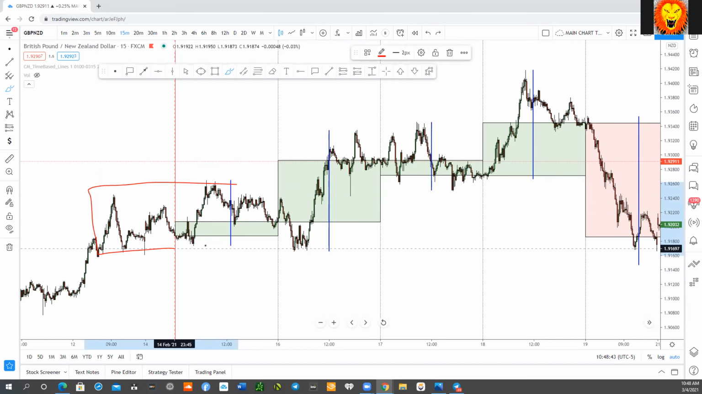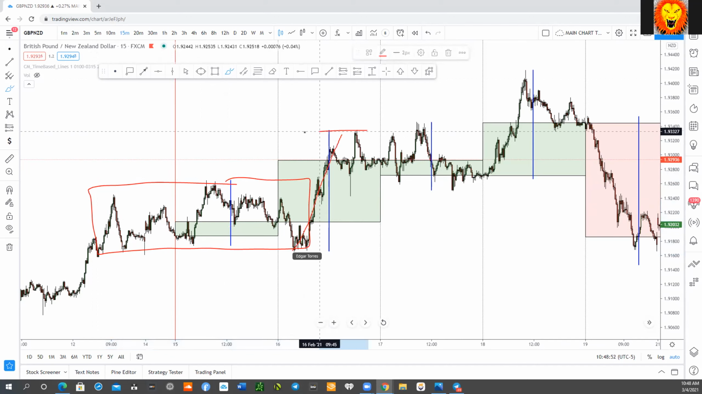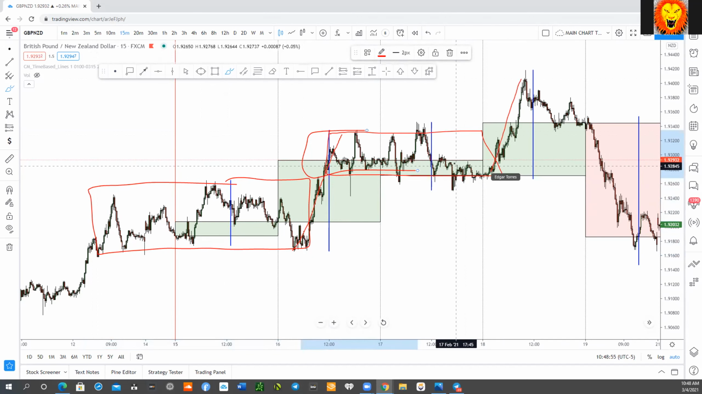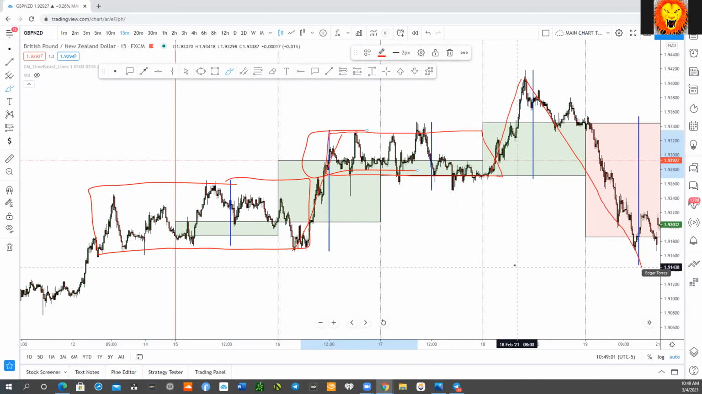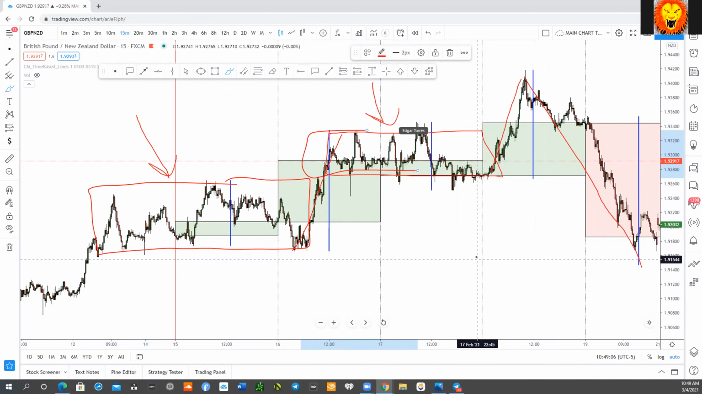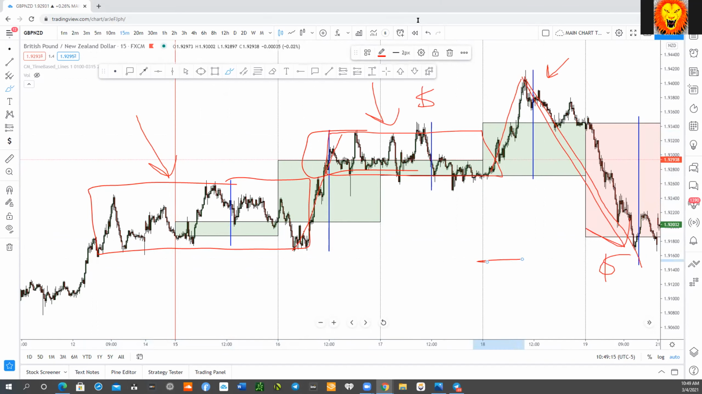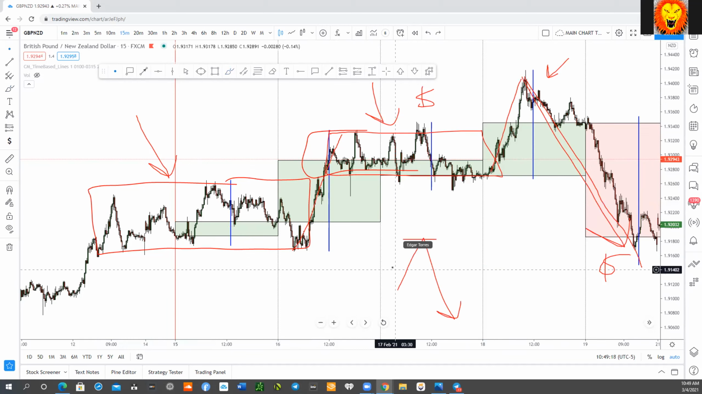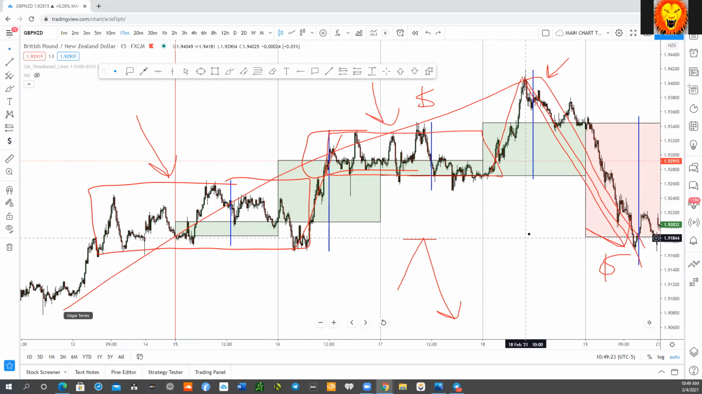Because even right here, and then it just took off. And then did the same thing. And look at this, this is interesting too. So everything that it built up in stage 1 and stage 2 got stopped out on the top side right here, and then got stopped out on the bottom. So overall, this move looks like this on a higher time frame.